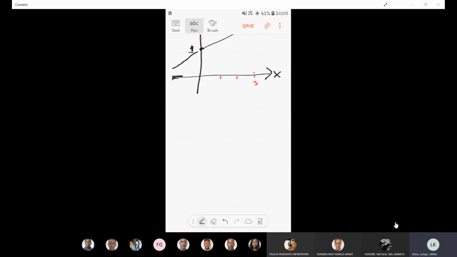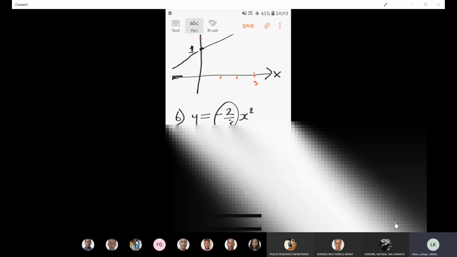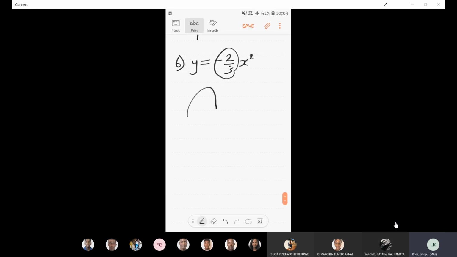Number 5 is a parabola. That's the example we did yesterday. Number 6 is also a parabola, but we can do that one. We have y is equal to negative 2 over 3 x squared. So remember, with a parabola, first thing you should decide is does it open upwards or downwards? Here the coefficient of x squared is negative, so it opens downwards. Then you have to work out your intercepts and then the turning point.